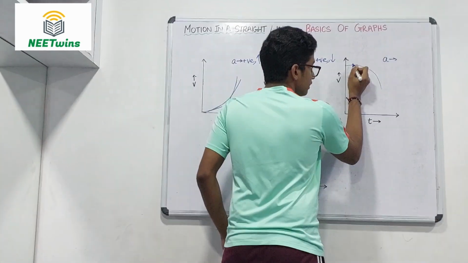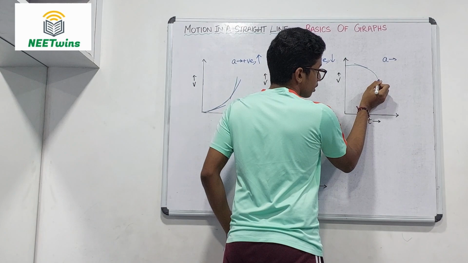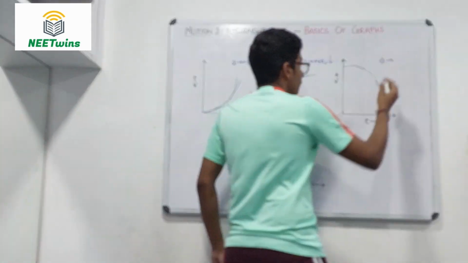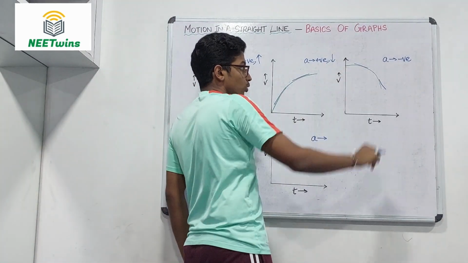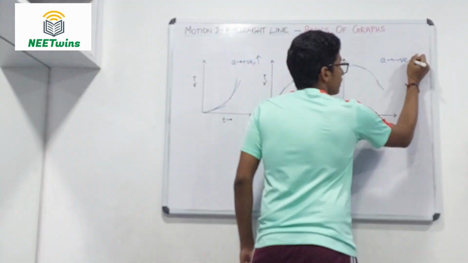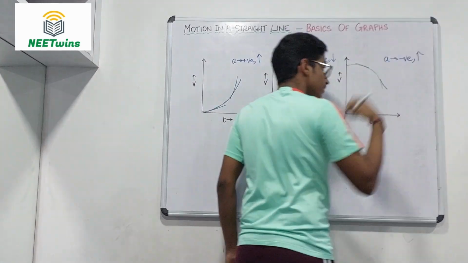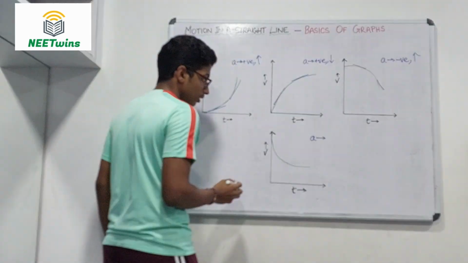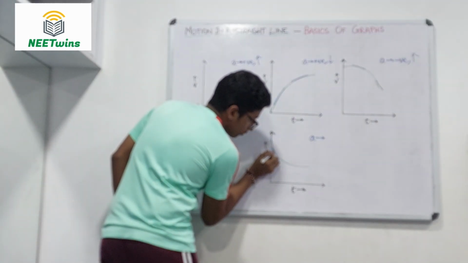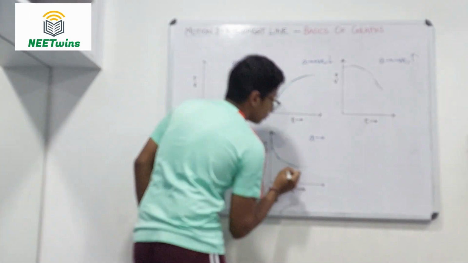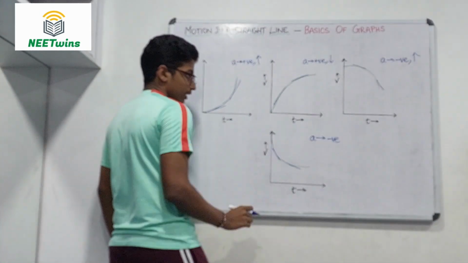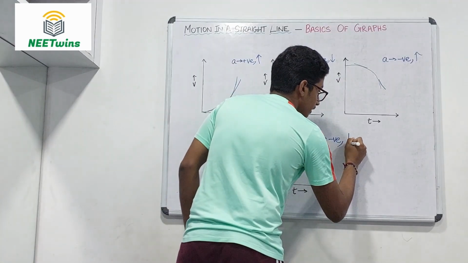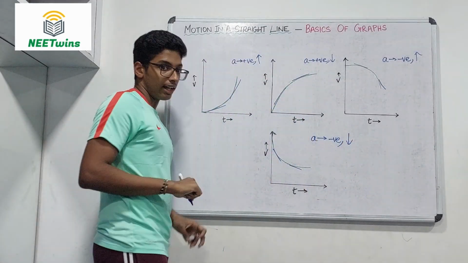In this case, if you draw the slope in both the cases, it's a downward slope, which means acceleration is negative, and since the downward slope is increasing, the acceleration is increasing in the negative direction. And over here, if we draw the slopes, we find it's negative in both the cases, which means the acceleration is negative, and because the slope is decreasing, we can say that the acceleration is decreasing but in the negative direction.